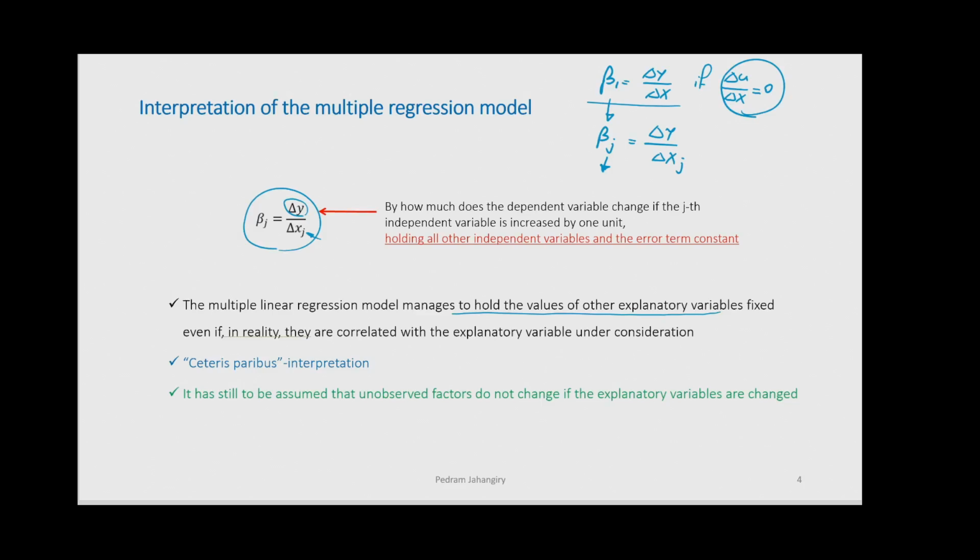So let me give you an example. Back to our simple example, wage versus education, right? Beta 0 plus beta 1 education plus beta 2. Let me actually make an example. Beta 2 gender plus u. Okay.